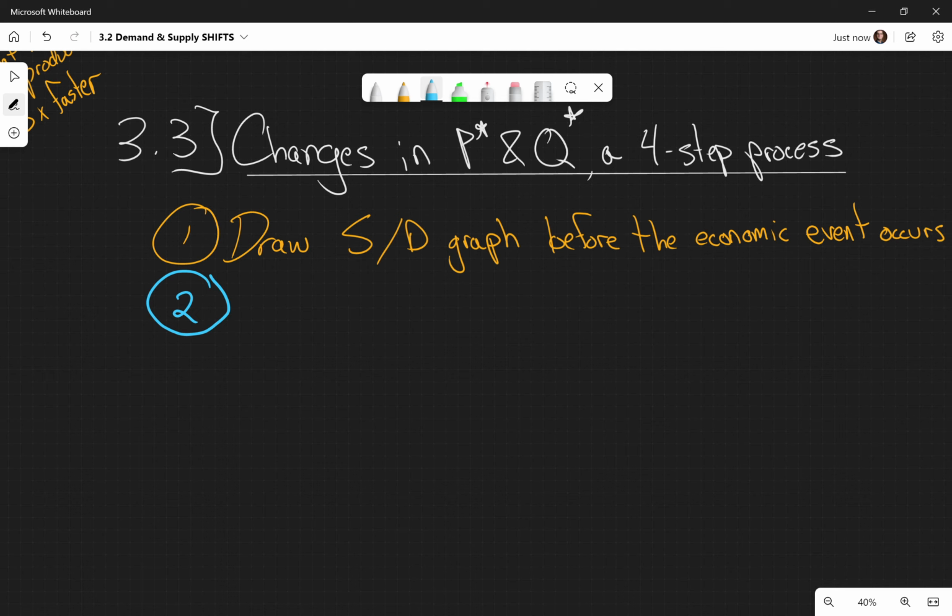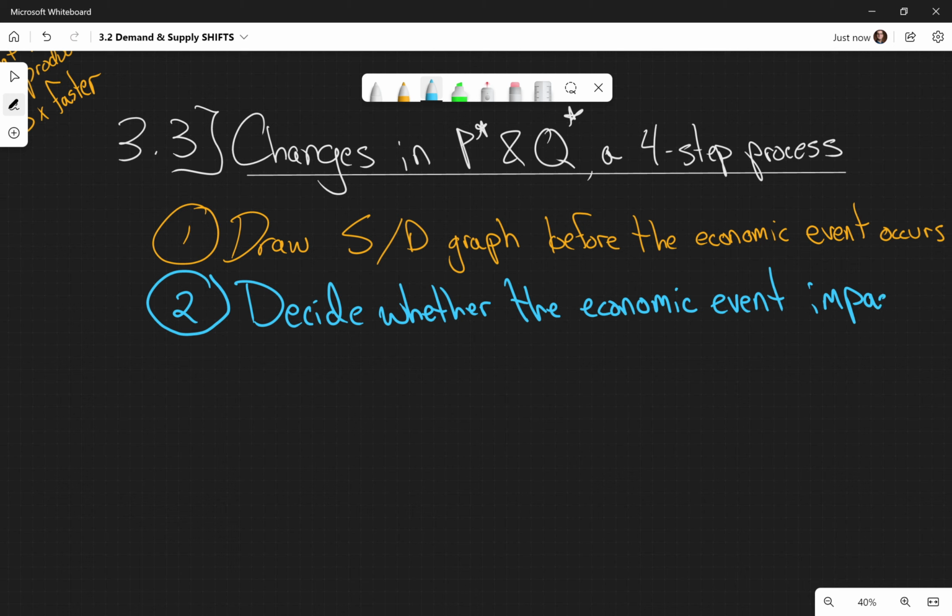Our second step is to decide whether the economic change or event impacts supply or demand.